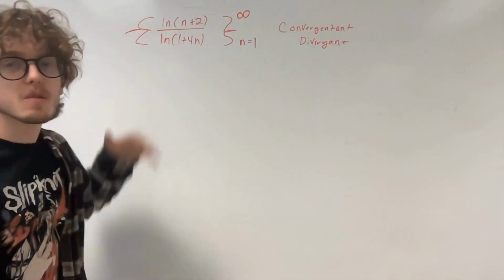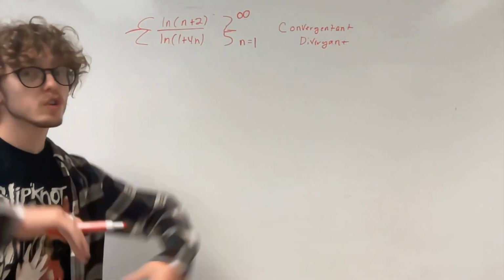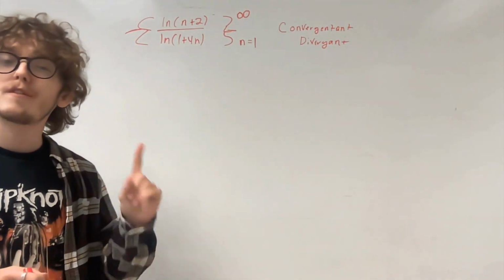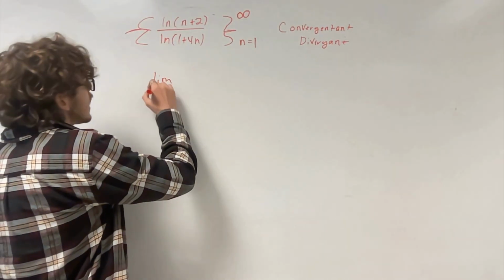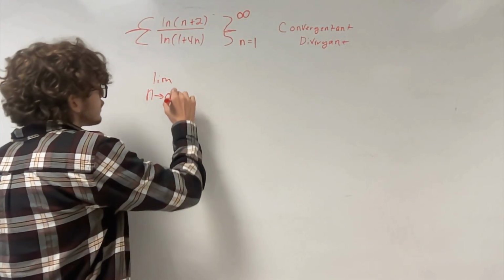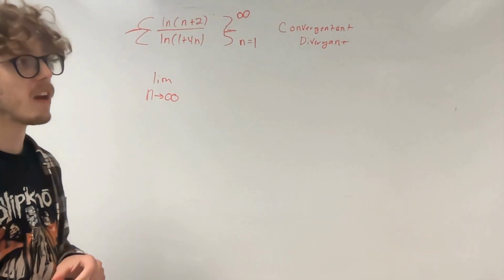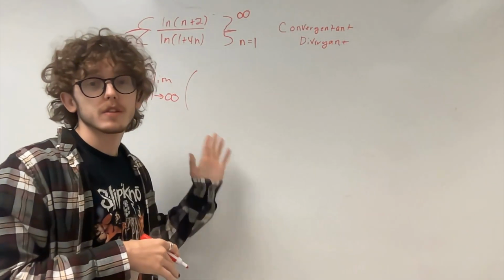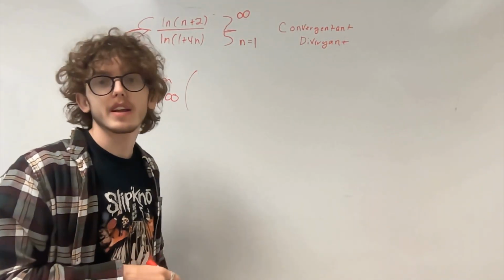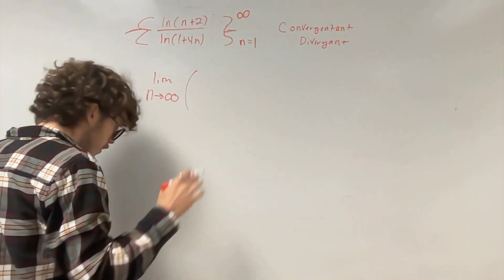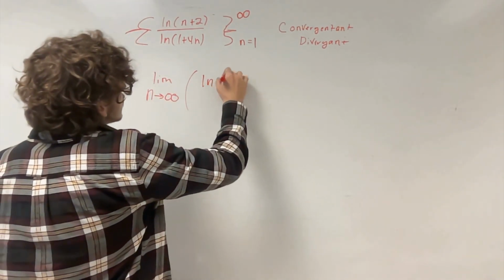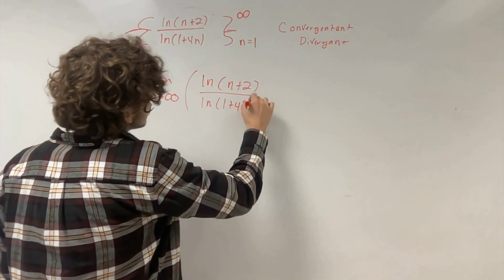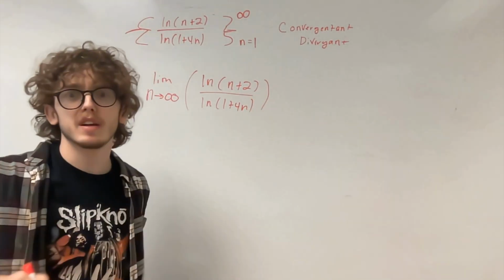So, is this sequence converging to one point or is it diverging into infinity? We don't know. But let's evaluate it: the limit as n approaches infinity, what is really happening to our function? I'm just going to draw a parenthesis because I can't draw the squiggly thing again. What is the limit of ln of n plus 2 over ln of 1 plus 4n? I just have to plug in infinity.